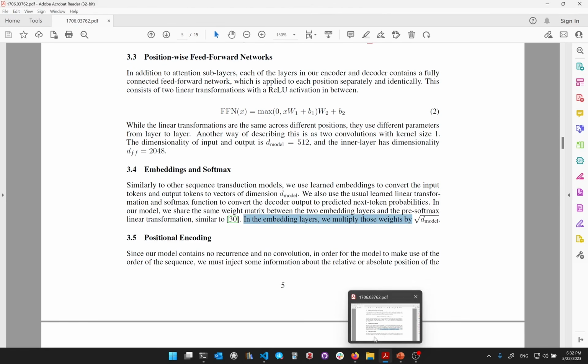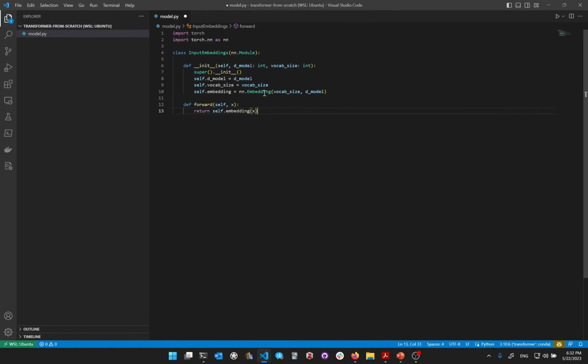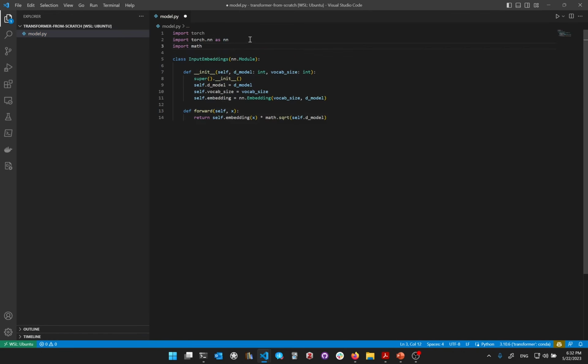So what the authors do, they take the embedding given by this embedding layer, which I remind you is just a dictionary kind of layer that maps numbers to the same vector every time, and this vector is learned by the model. We just multiply this by math.sqrt of d_model. You also need to import math. Okay. Now the input embeddings are ready. Let's go to the next module.